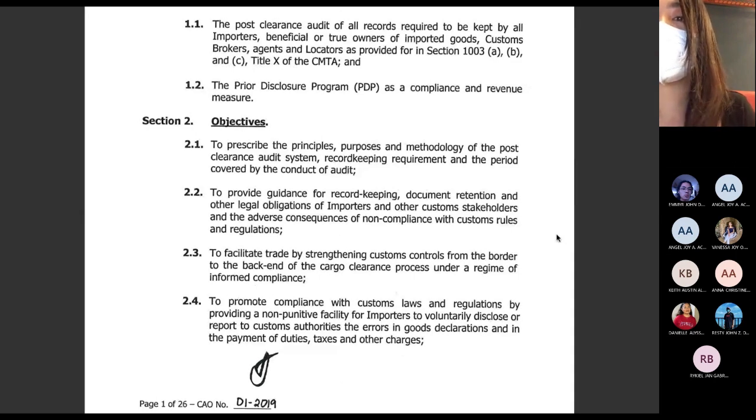Third, to facilitate trade by strengthening customs controls from the border to the back end of the cargo clearance process under a regime of informed compliance. Fourth, to promote compliance with customs laws and regulations by providing a non-punitive facility for importers to voluntarily disclose or report to customs authorities the errors in goods declarations and the payment of duties, taxes, and other charges.